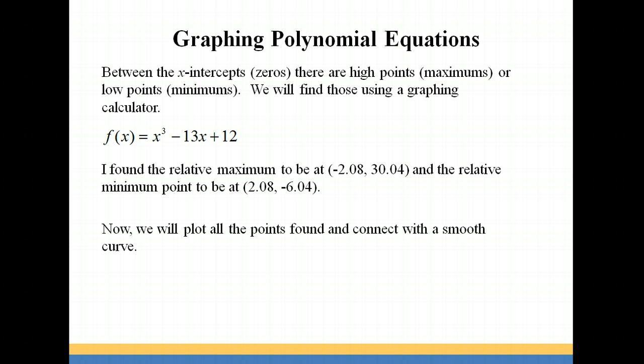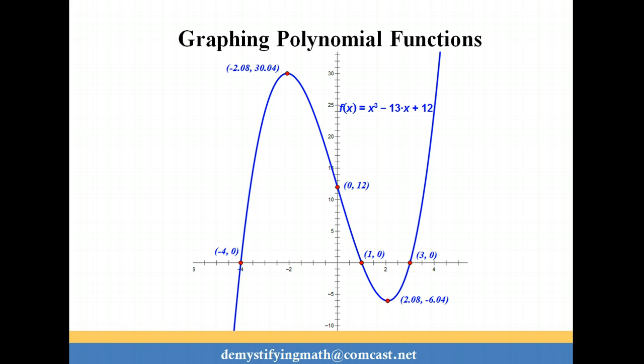Now we're going to plot all the points that we found and connect them with a smooth curve. So notice the end behavior: starting at the rightmost 0, the graph goes upward, and from the leftmost 0, the graph goes down. So again, this was odd, so it goes up on one side, down on the other. Then I plotted my relative maximum point and minimum point. And I have my 3 zeros plotted and my y-intercept. So that's your entire graph for this polynomial function.